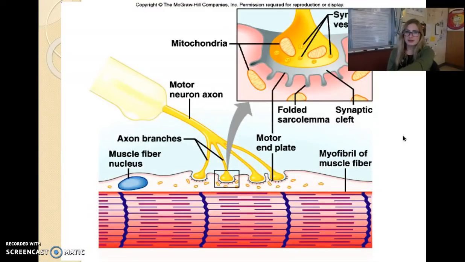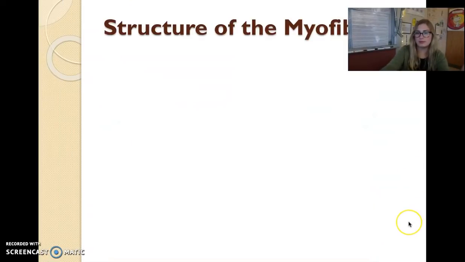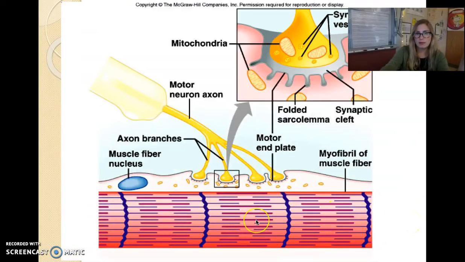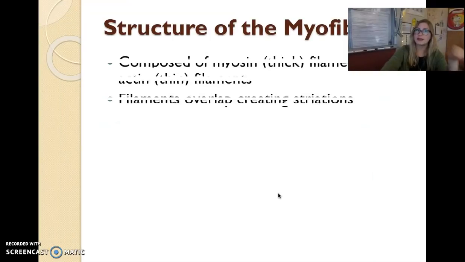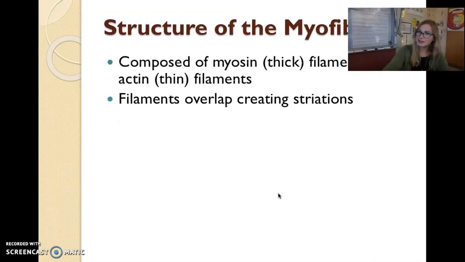So, muscle fiber. We have now pulled out one myofibril. The transverse tubules are going to be all throughout it, but this is going to be a neuron releasing neurotransmitters, which is going to be acetylcholine. We'll talk about that on Wednesday/Thursday. And that's how our muscle knows to contract. So let's look at the actual structure for contraction now.